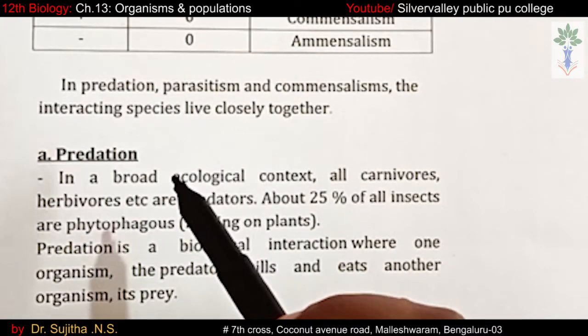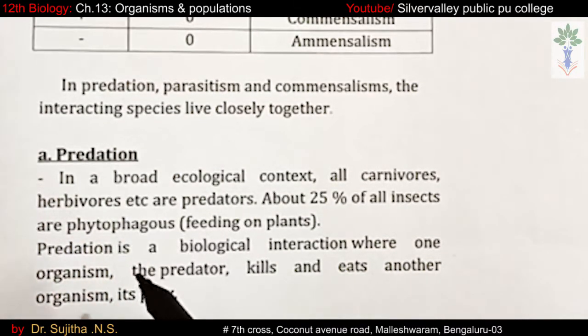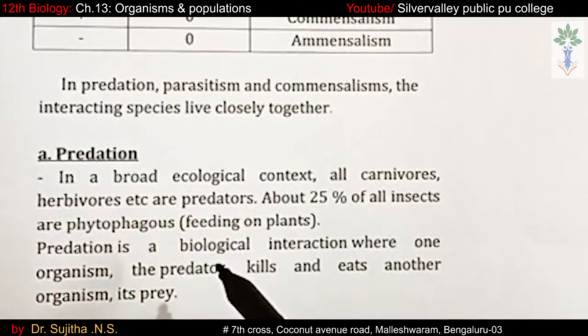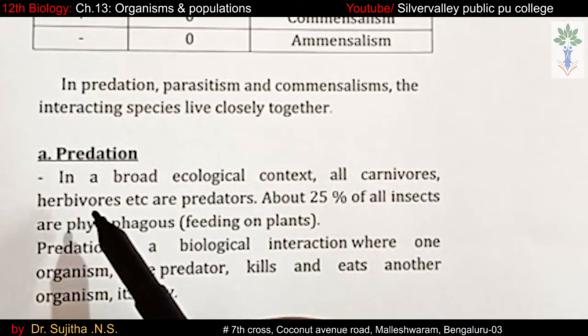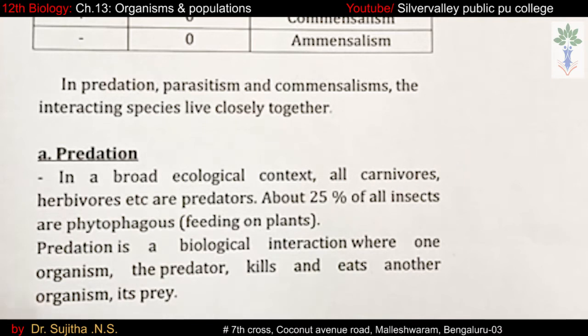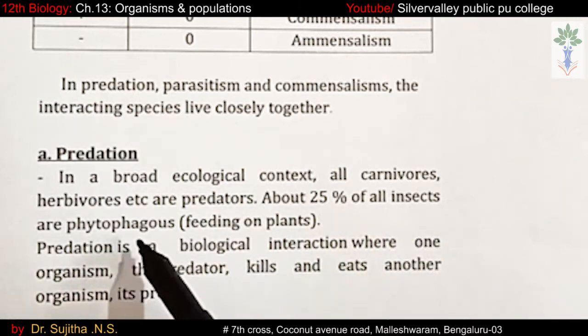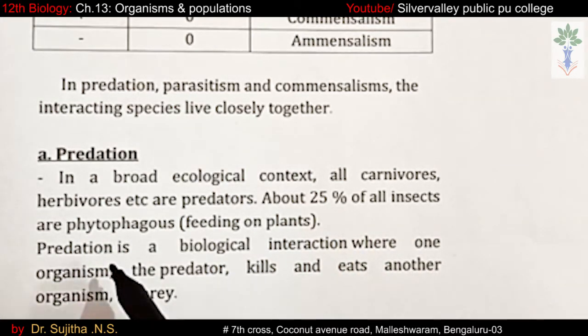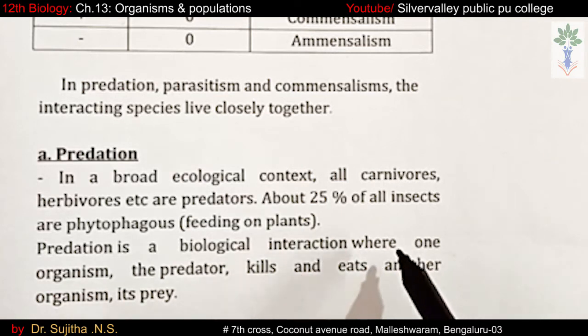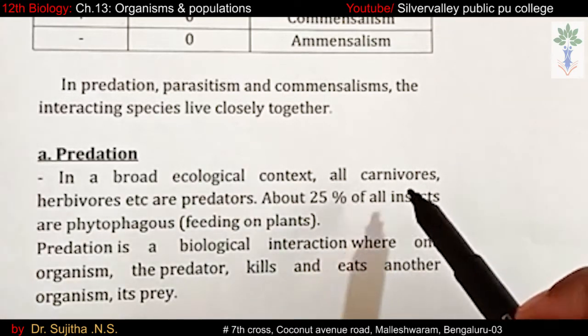So now first let's discuss predation. In a broad ecological context, all carnivores, herbivores, etc. are predators. It includes even the insects. About 25% of all insects are phytophagous. Predation is a biological interaction where one organism, that is the predator, kills and eats the other organism, that is the prey.